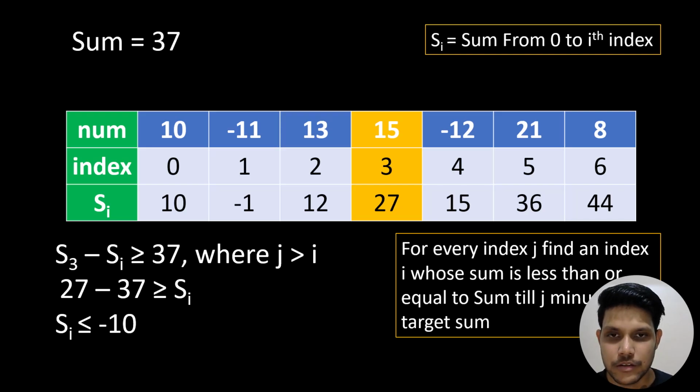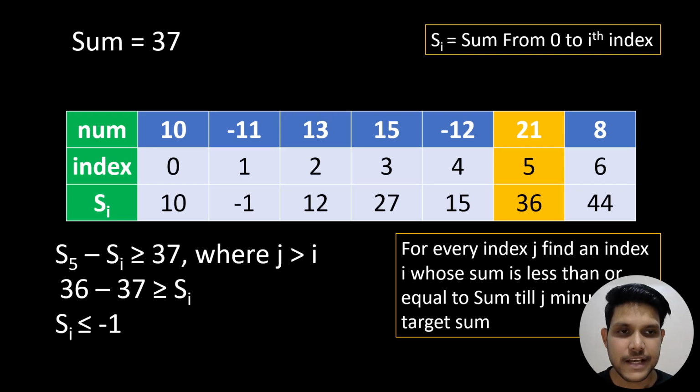We find out that we need to find an index where the sum is less than or equal to minus 10, and it should be an index which is less than the current index, which is 3. So can we do that? Do you see any value which is less than or equal to minus 10 before index 3? We do not. That means the window cannot end at 3 starting from any index before that, which will give us the target sum. Now, moving forward, let's take another example.